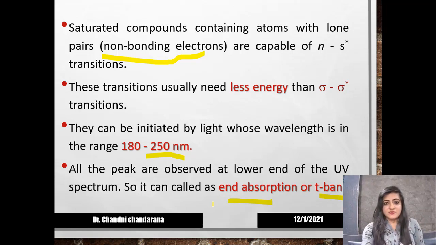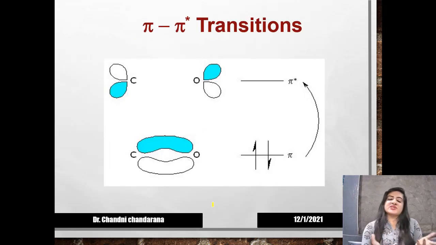Now see, pi to pi star transition. In benzene there will be a pi to pi star transition, in an aromatic compound there will be a pi to pi star transition, or in any double bonded compound which does not have any non-bonding electrons. It again has less energy, so it will occur at a higher wavelength than n to sigma star and sigma to sigma star transitions. Then n to pi star transition.